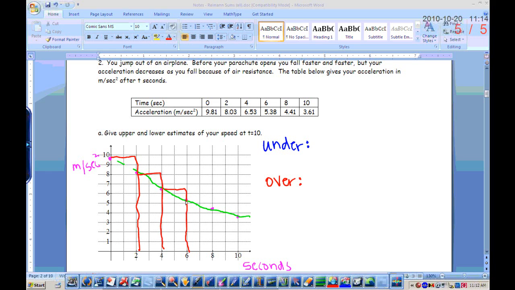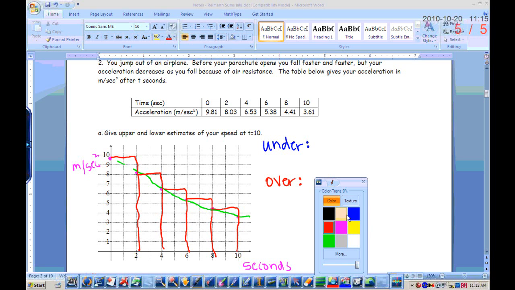And pretty soon, some of you are going to be able to do this without drawing the graph. And unless it specifically tells you to draw the graph, I'm okay with you doing it without drawing the graph. A lot of you are going to need to draw the graph. I kind of need to draw the graph. So don't feel bad.